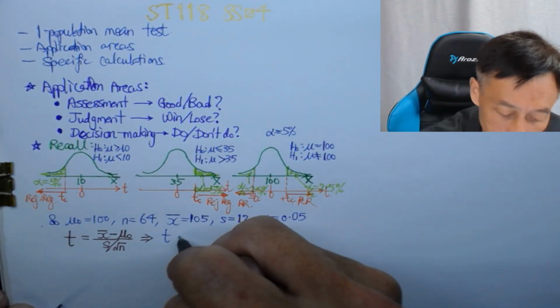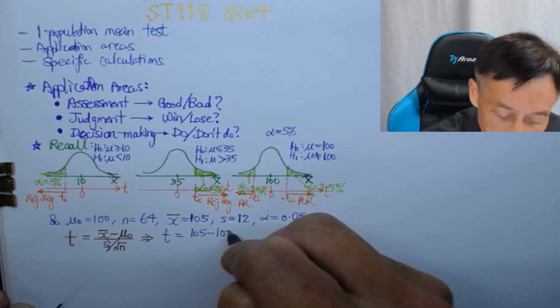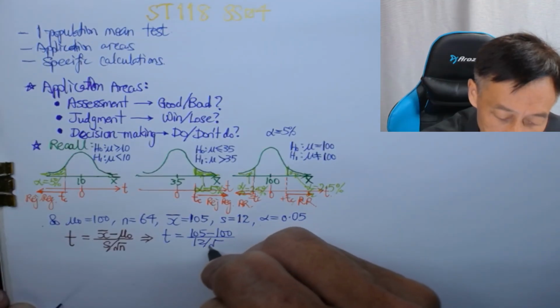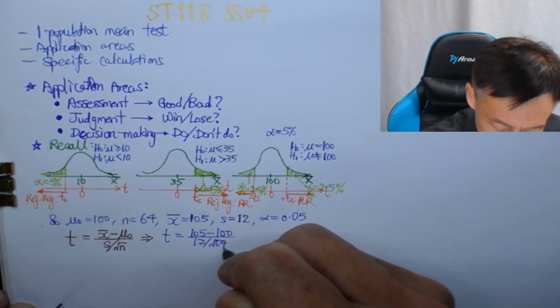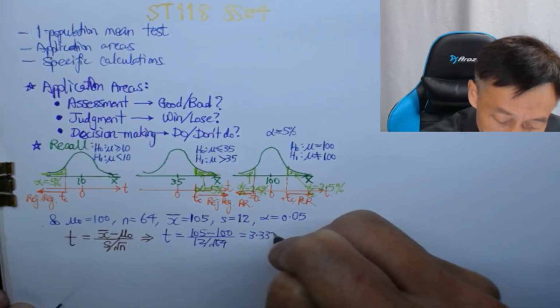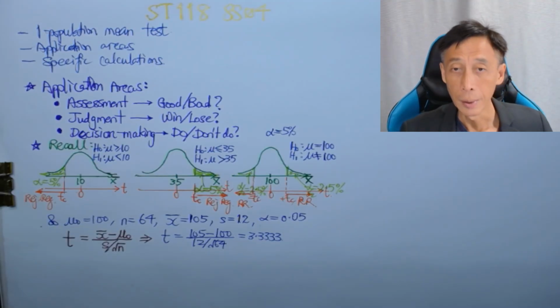Okay, t is going to be 105 minus 100 over 12 over square root 64. Did I get that right? So that's 3.3333.